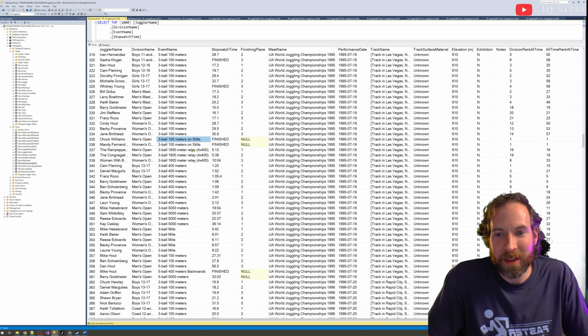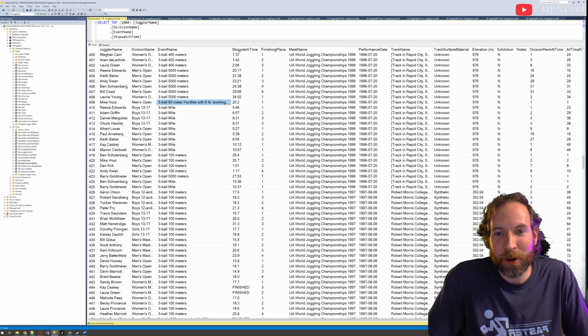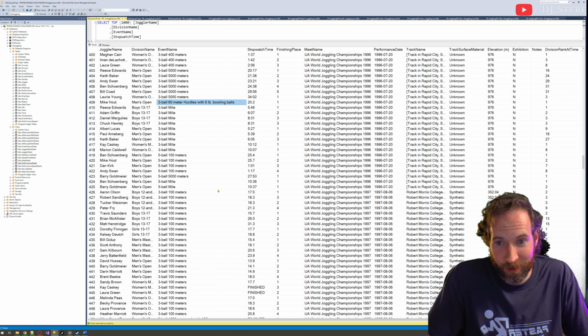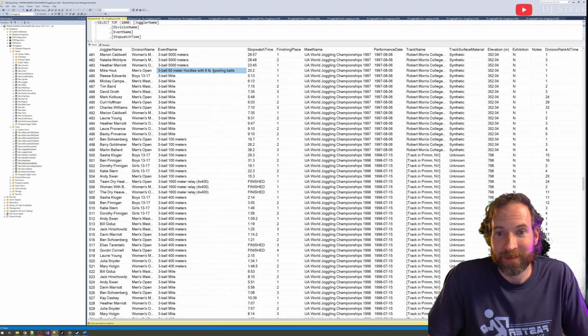Yeah, the 3-ball 100 meter on stilts. You had 3-ball 60 meter hurdles with 6-pound bowling balls. And they did it more than once.